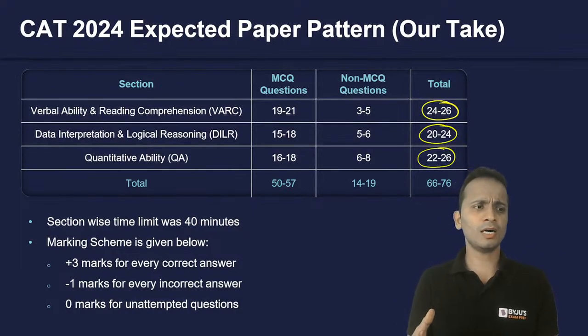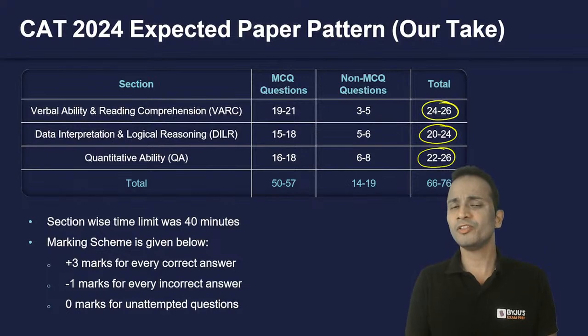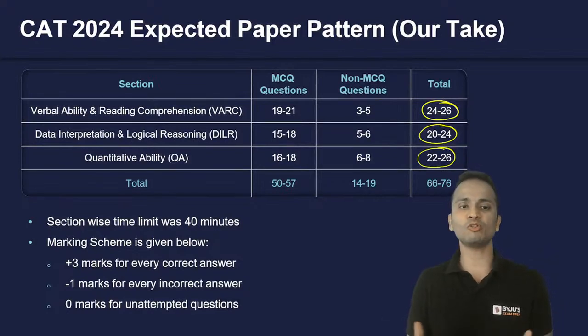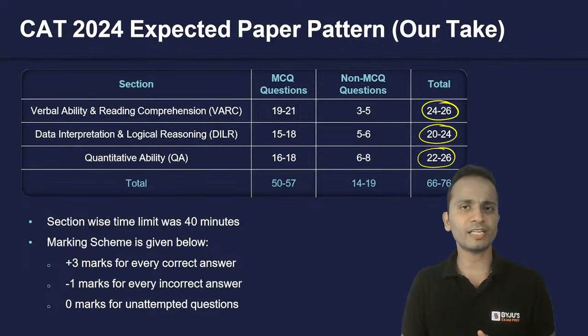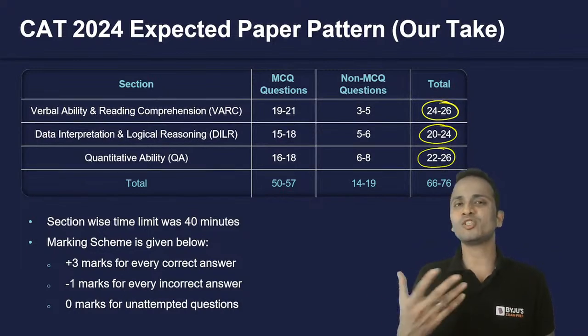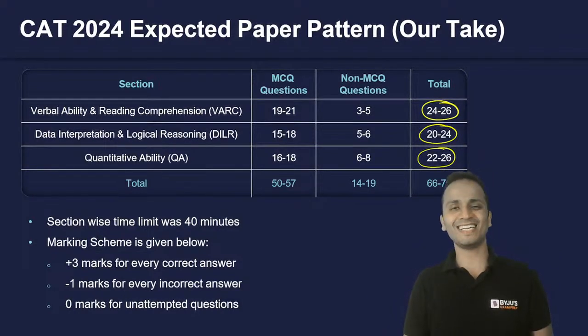As per our expectation, there might not be any changes as far as the scoring is concerned. If I talk about the marking scheme, then +3 will be awarded for every correct answer, and -1 will be deducted for every wrong answer, so -1 will be awarded for every incorrect answer.